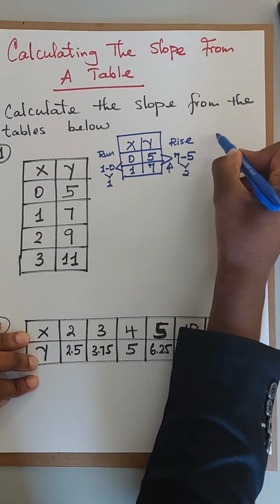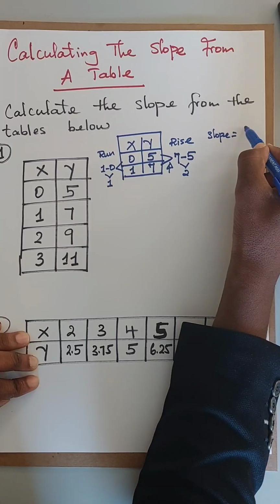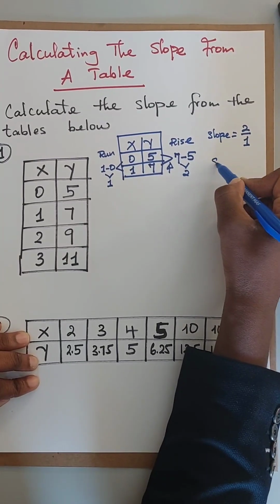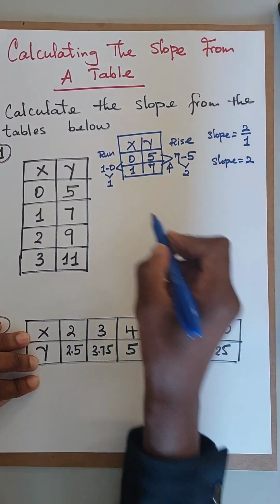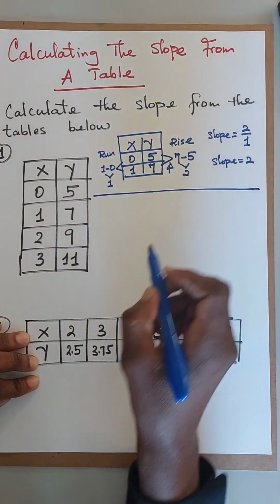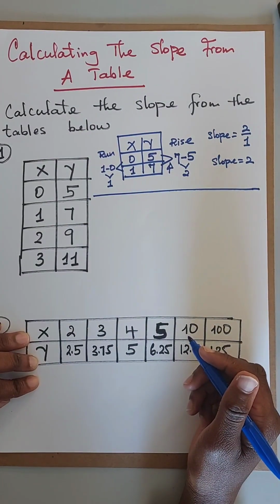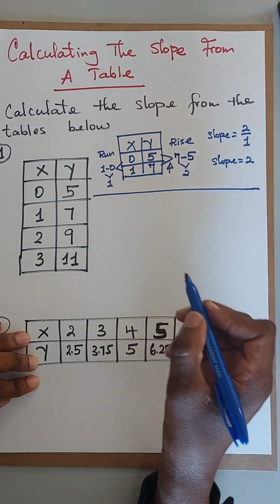So the slope will be the rise of 2 divided by the run of 1. So that slope equals 2. We will repeat the process just to show that any 2 points on the table will give you the same slope. So let's pick any other 2 points.